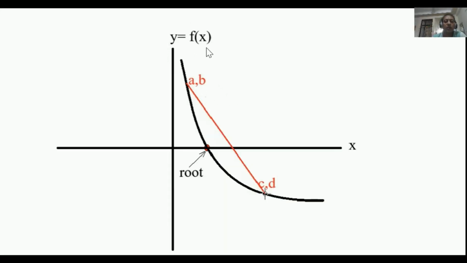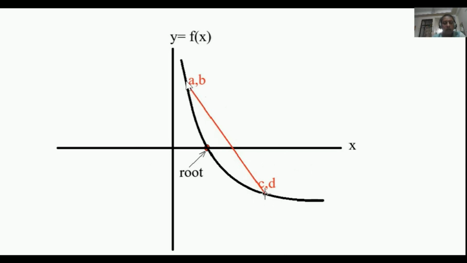Now suppose there is a function y equals f(x) whose curve is this, in the xy coordinate system. The root of this function is at the point where y becomes 0; when y becomes 0, the value of x is the root. Now I choose 2 points on this curve, one on the positive side of y and one on the negative side. You can see points A, B and C, D are on either side of the x-axis. This red line is intersecting the curve at points C, D.